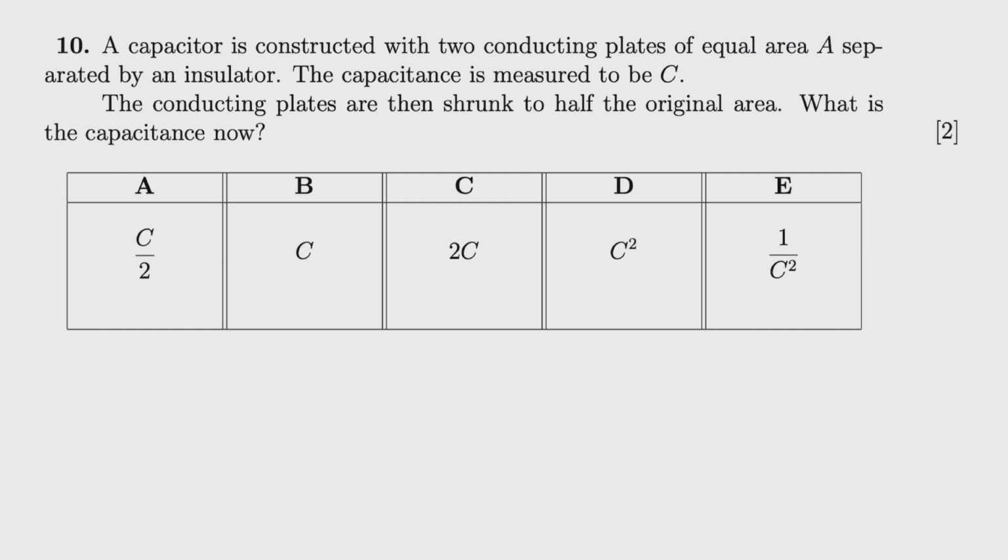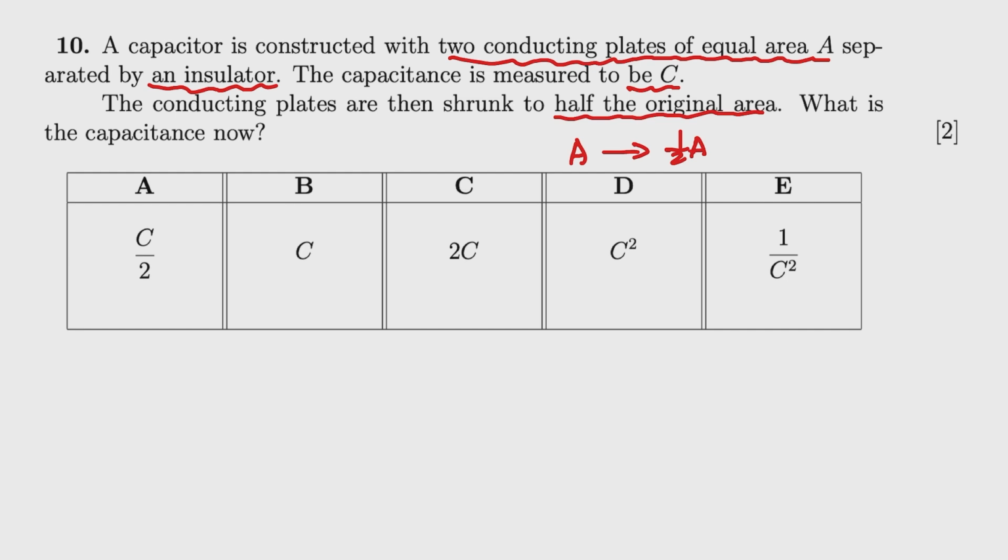Question 10. We have a capacitor constructed by two conducting plates, and there's an insulator between them. Now the capacitor is measured to be C, and we're going to reduce the original area down to half of it. And we want to calculate the new capacitance.